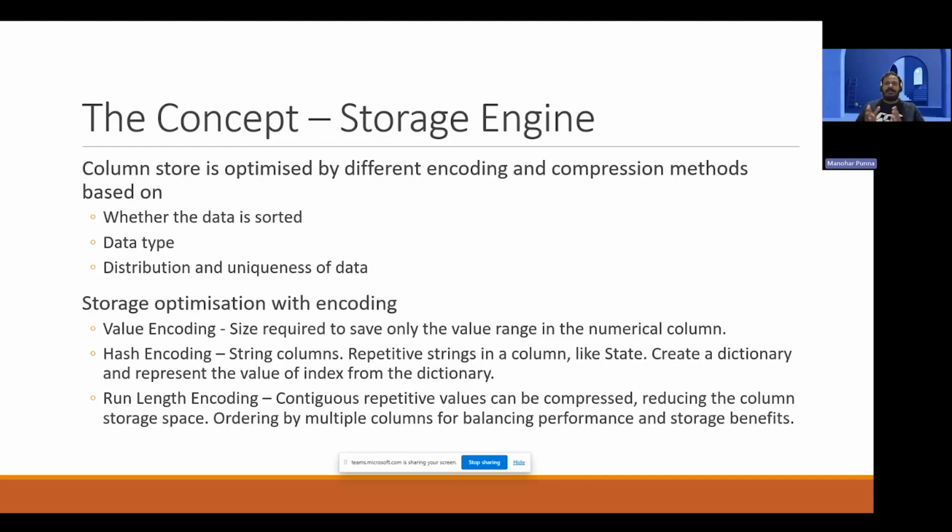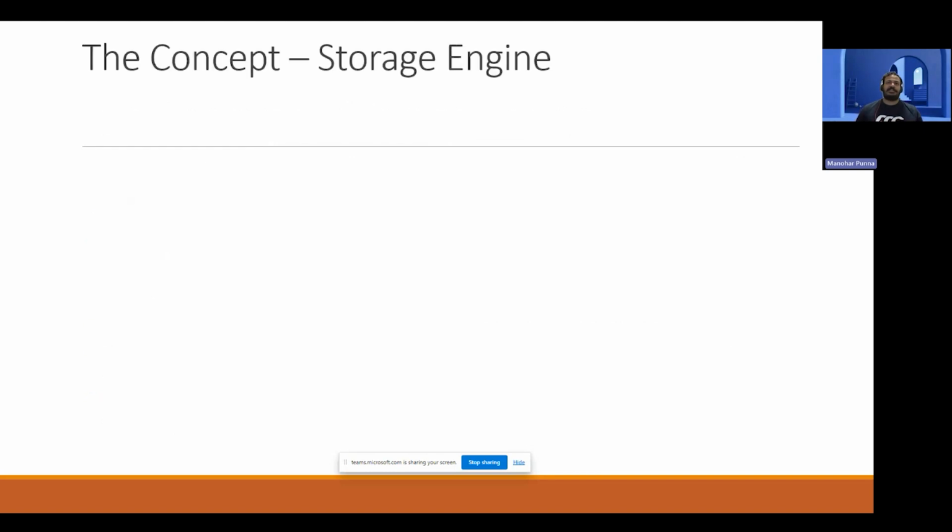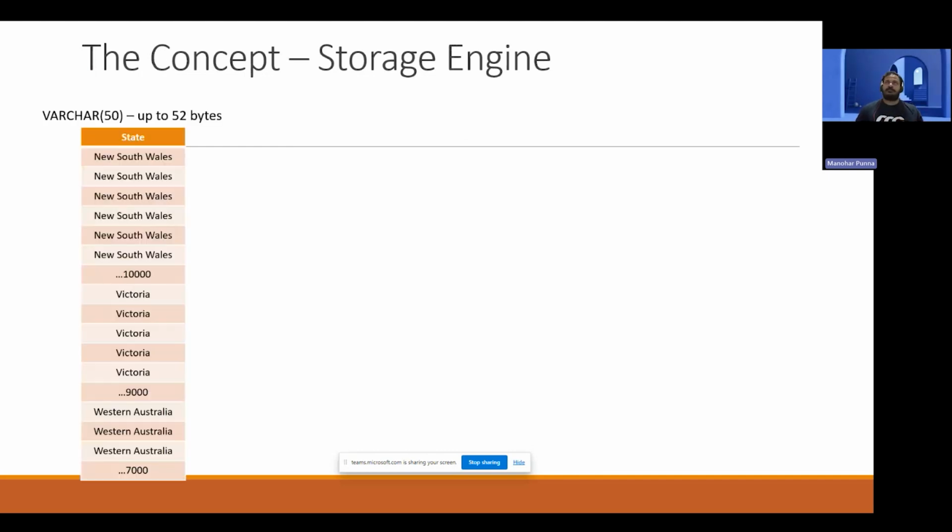So there is a balance between performance and storage benefits here, because the repetition may not be significant enough to compensate for the lookup you have to do with your CPU performance, right? I know I'm talking a lot, trying to put a context around this, but let's see this visually and understand how it works. I believe value encoding is easy to understand, so I'll quickly go through the hash encoding and run length encoding.